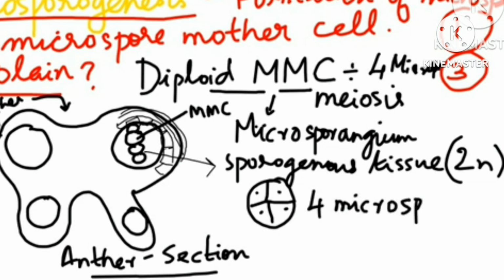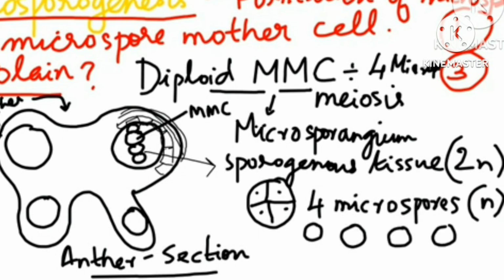Can you tell me the ploidy of each microspore? Yes, they all will be haploid. And these 4 microspores will separate. After separating, each one will become a pollen grain. So it is a microspore that later on becomes a pollen grain.